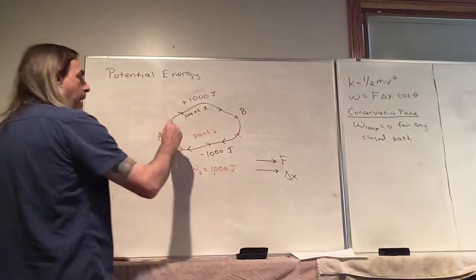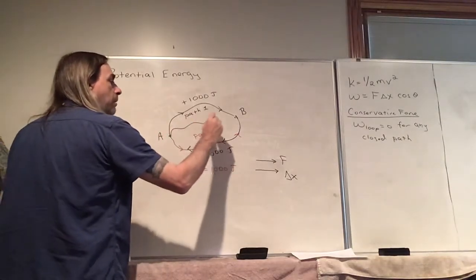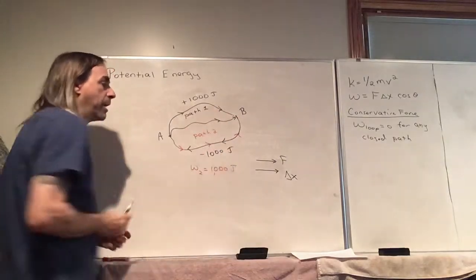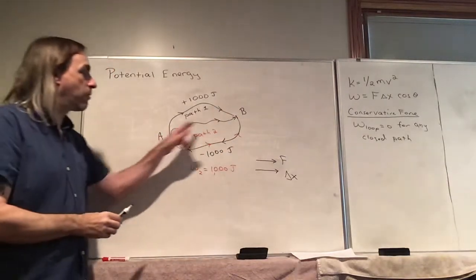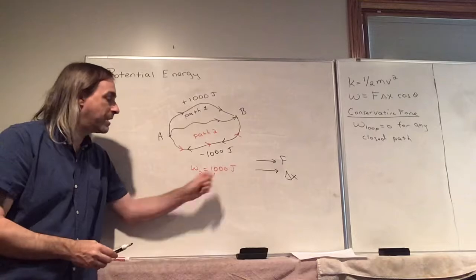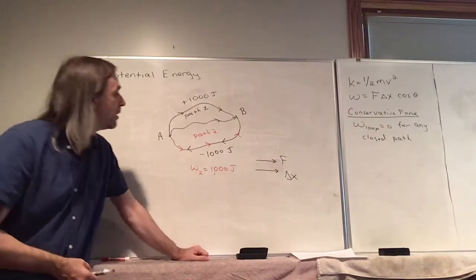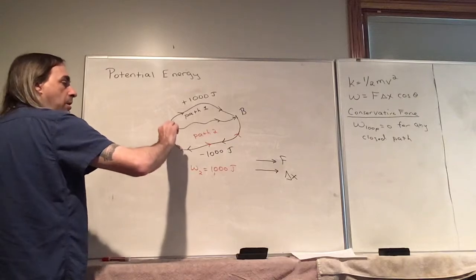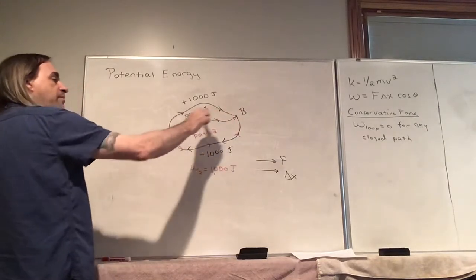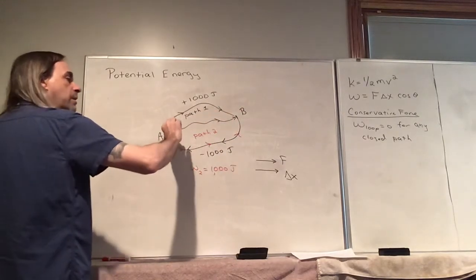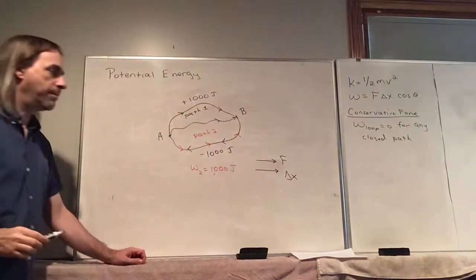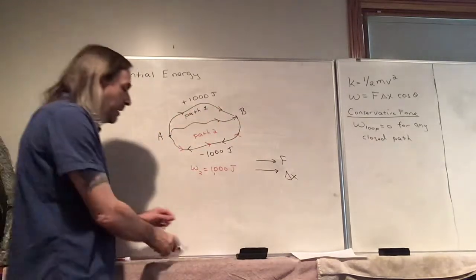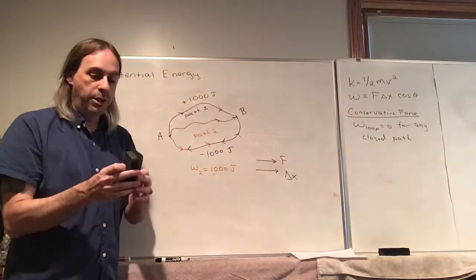We could draw a third path connecting A and B. Let's call this path 3. The work along path 3 done by this force has to be 1,000 joules, because we could trace it backwards and we'd have to get back to 0. So if we have plus 1,000, we'd have to have minus 1,000 going this way. So if we go this way, it's plus 1,000. And that is why conservative forces are so useful.